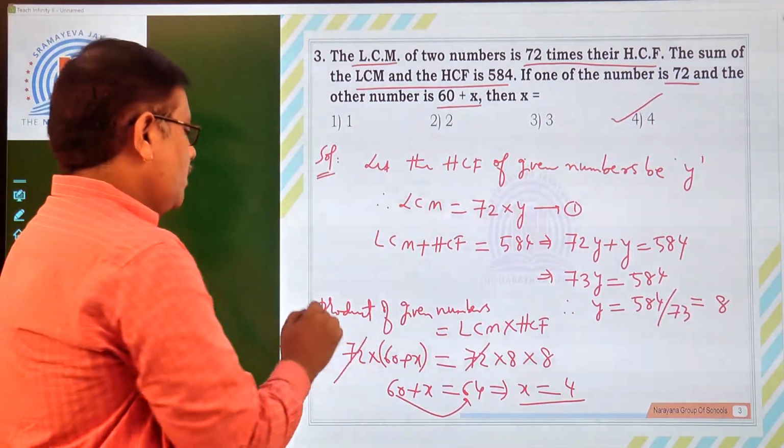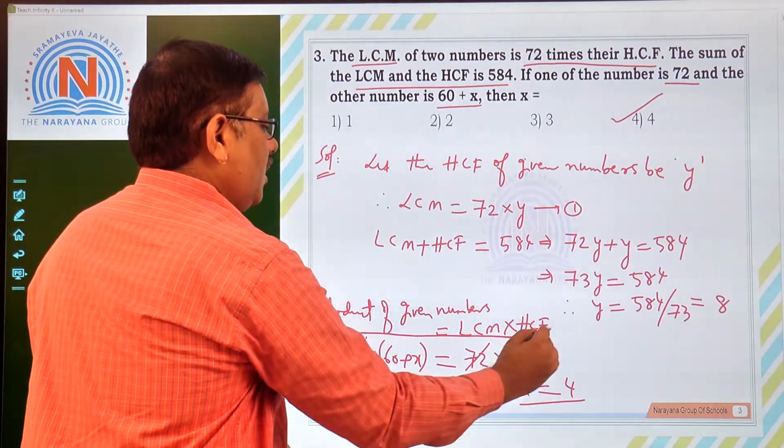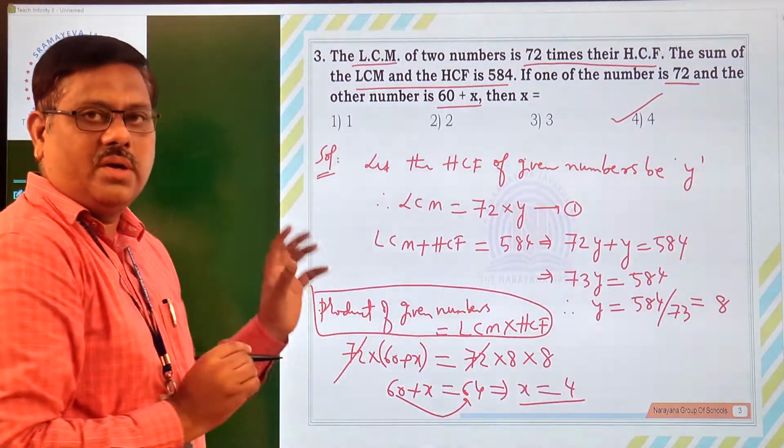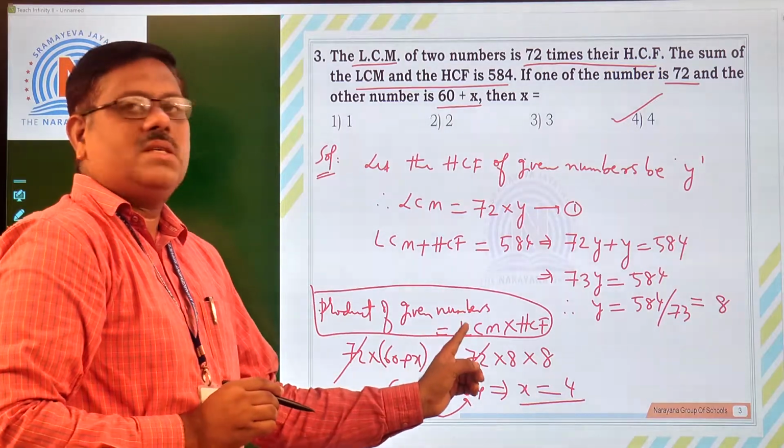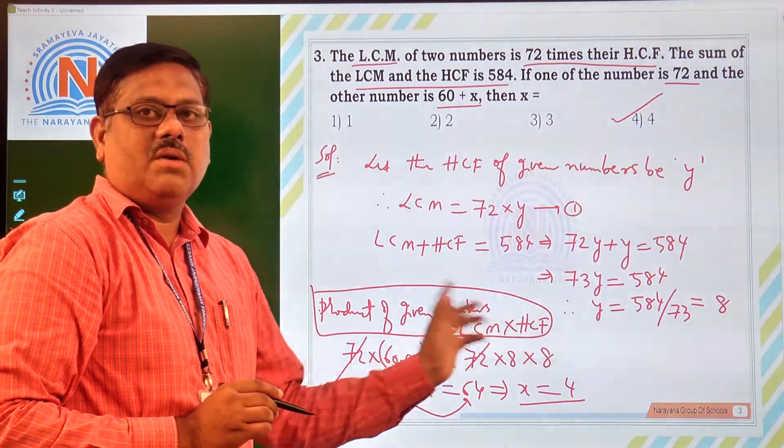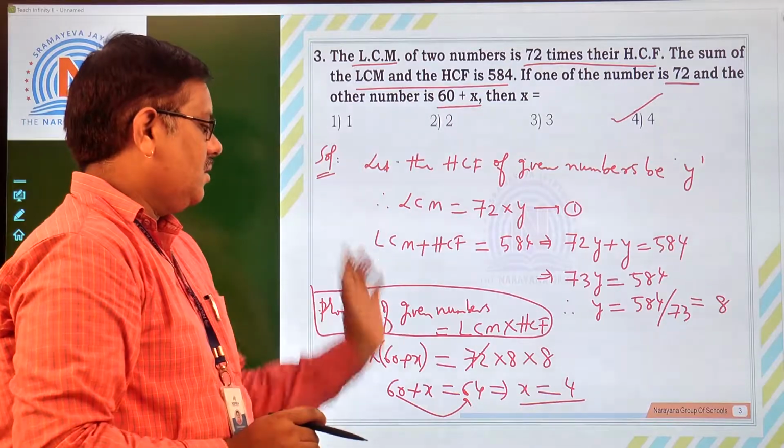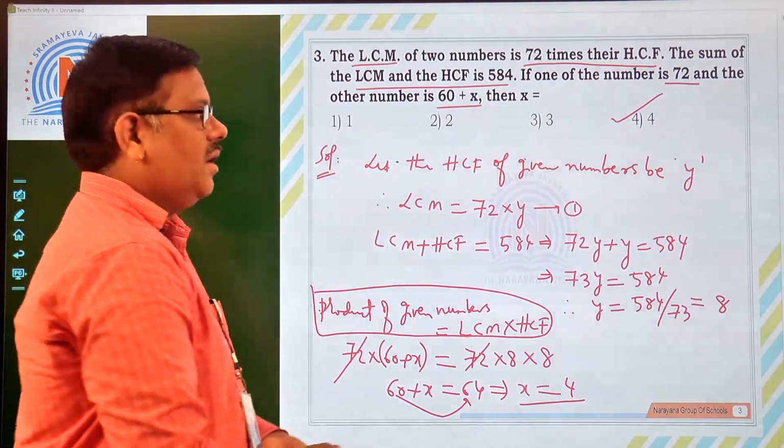Here, what is the rule we are using now? What is the formula, or else we can say, the product of the given numbers is always equal to the product of HCF and LCM of the given two numbers. Using that we are solving this particular question. Okay. Now we will move to the next question.